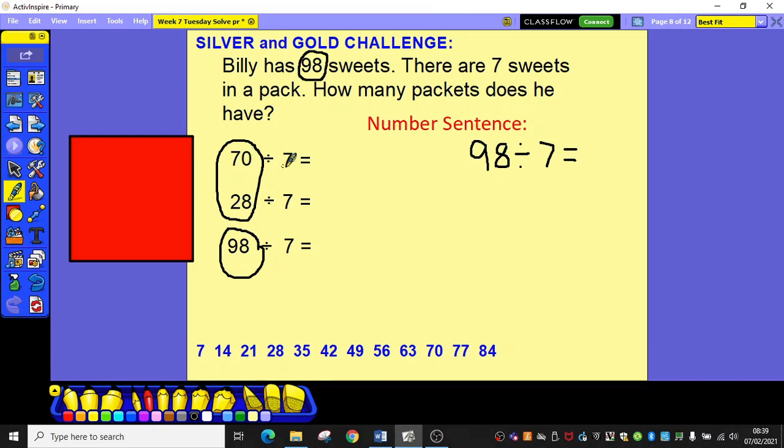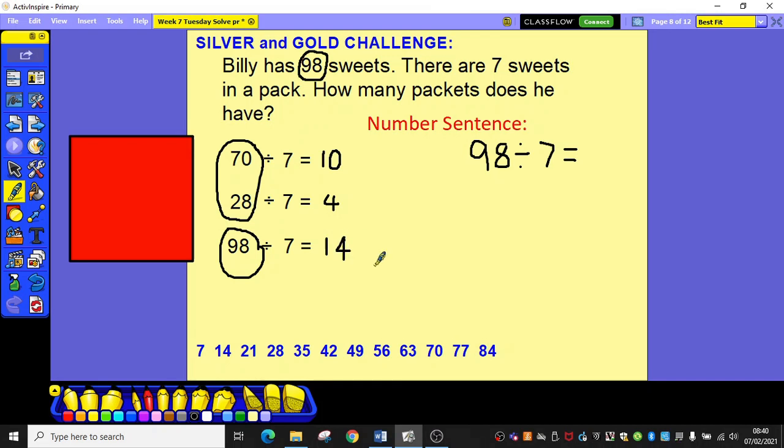Why have I chosen 70? Because it's below 98, and it's very simply 10 multiples of 7. I know that 70 divided by 7 is 10. I then work out how much I have left from 70 to get to 98. It's 28. 28 I recognise as a multiple of 7. You can see it down the bottom here, and it's my 4th multiple of 7. So 28 divided by 7 is 4, meaning that 98 divided by 7 is 14.